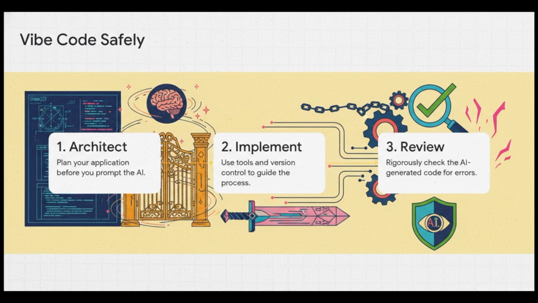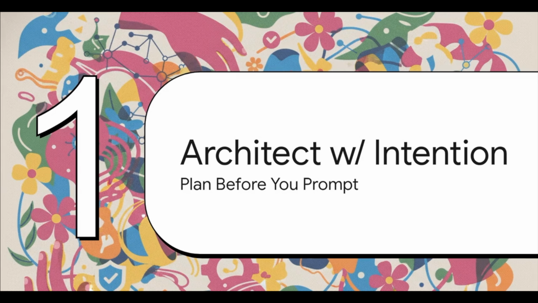Well, the answer isn't to just stop vibe coding. It's about doing it with discipline. And we can boil that down to a really simple but powerful 3-step framework. Architect, implement, and review. These are the guardrails that are going to keep you safe. Let's dig into that first step, which is our third section.